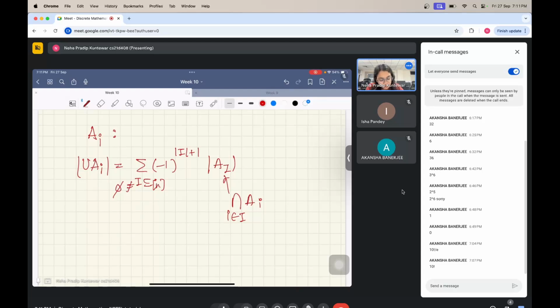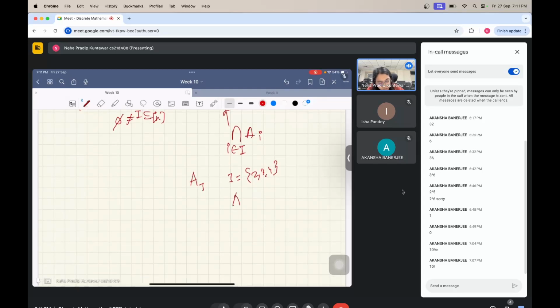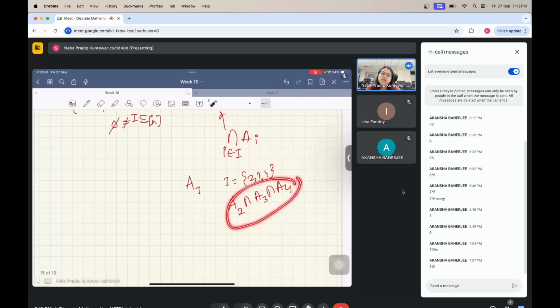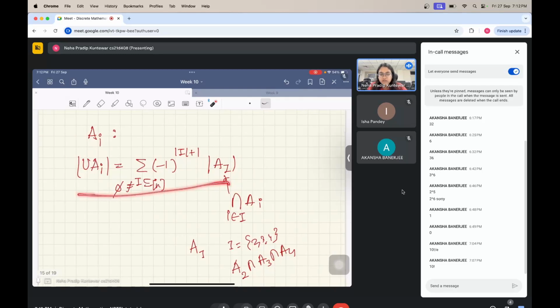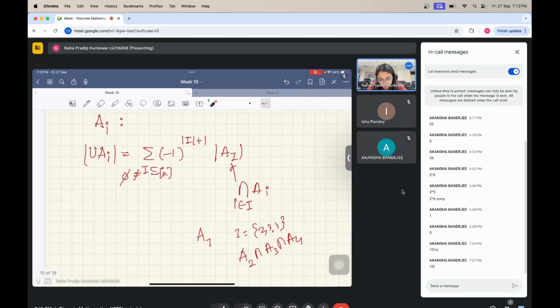So for example, A_I, where I is {2, 3, 4}, would mean A2 intersection A3 intersection A4. And what does that mean? A2 means that person 2 gets their own hat, person 3 gets their own hat, and person 4 gets their own hat. So all such arrangements will be included in this set A_I, where I is given by this. So that is basically what we mean by this. This is something that we saw earlier today.